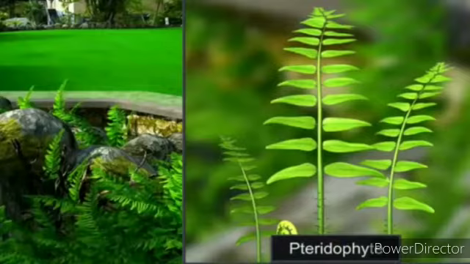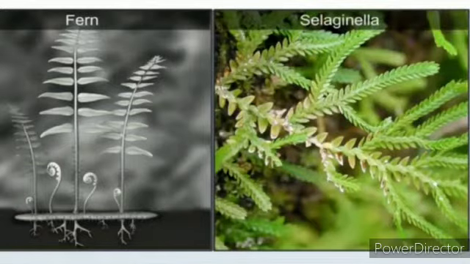The small leaves in Pteridophyta are called microphylls. Micro means small, and phylls means the leaves. Microphylls are present in Selaginella, a group of plants, and the large leaves present in pteridophytes are called macrophylls, as in ferns. Ferns are the example for the macrophylls.